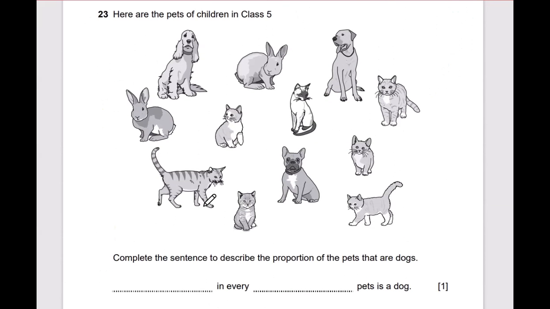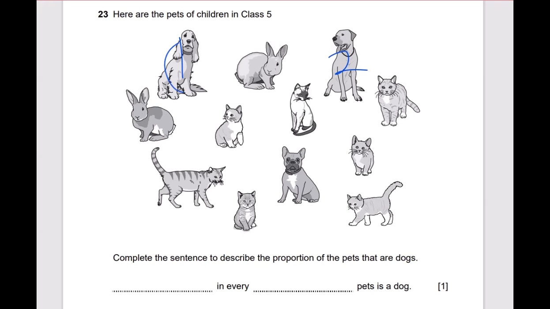23. Here are the pets of children in class 5. Complete the sentence to describe the proportion of the pets that are dogs. A blank in every blank pets is a dog. So 1 and 2. Let's give you a few seconds to do it. If you need some more time, you may pause this video.